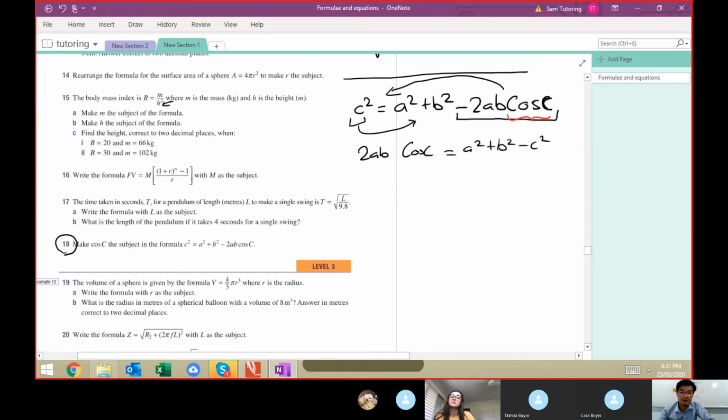No. Because you see how cosine c is attached with this 2ab? This 2ab is negative. I want to keep it positive, so that's the reason why I bring it over to the other side. It makes it positive that way. But if I move it to the other side, it's plusing c squared. So I want to also get rid of c squared and bring it to this side and minus it. Okay?